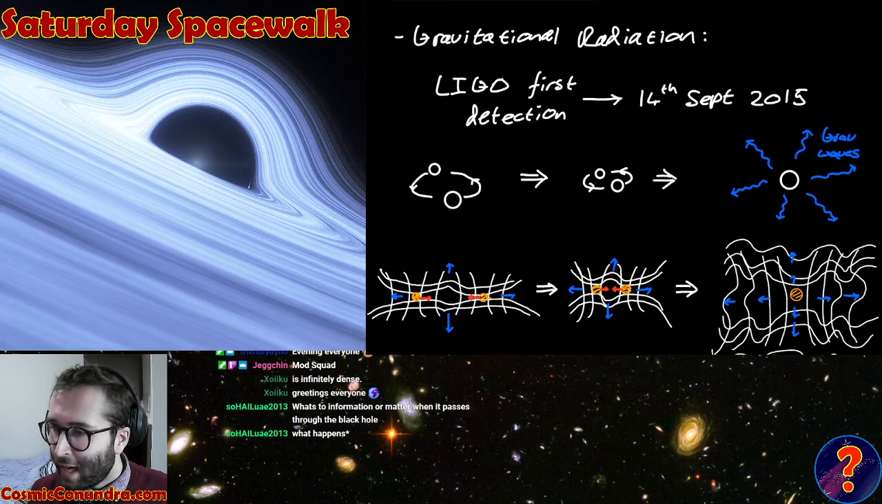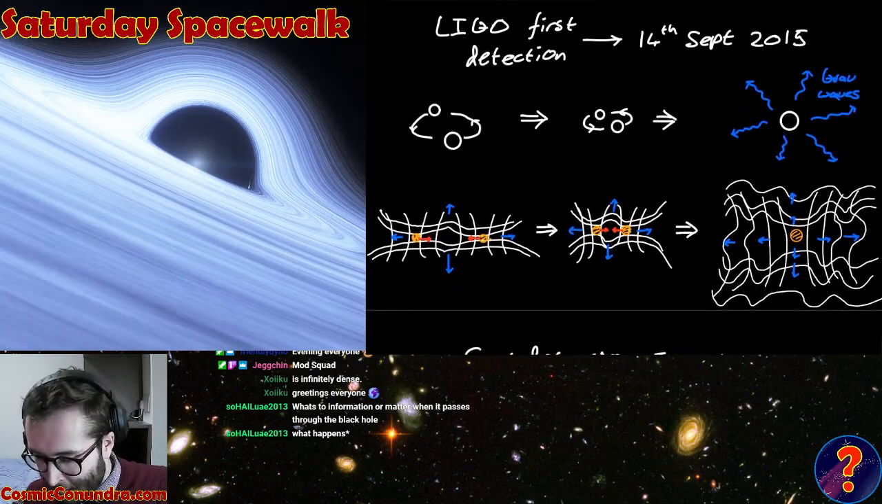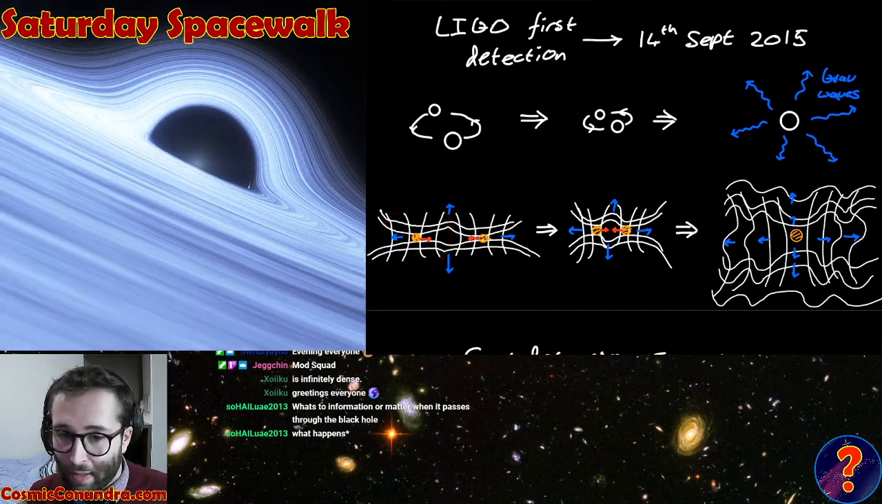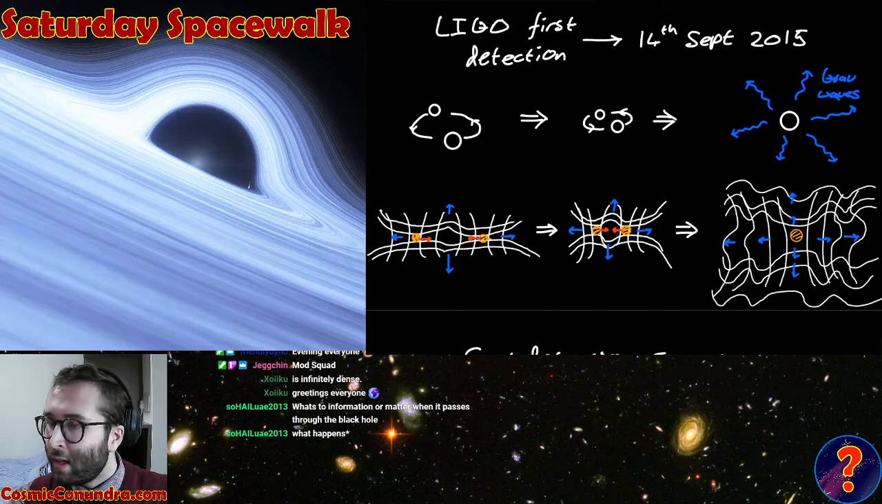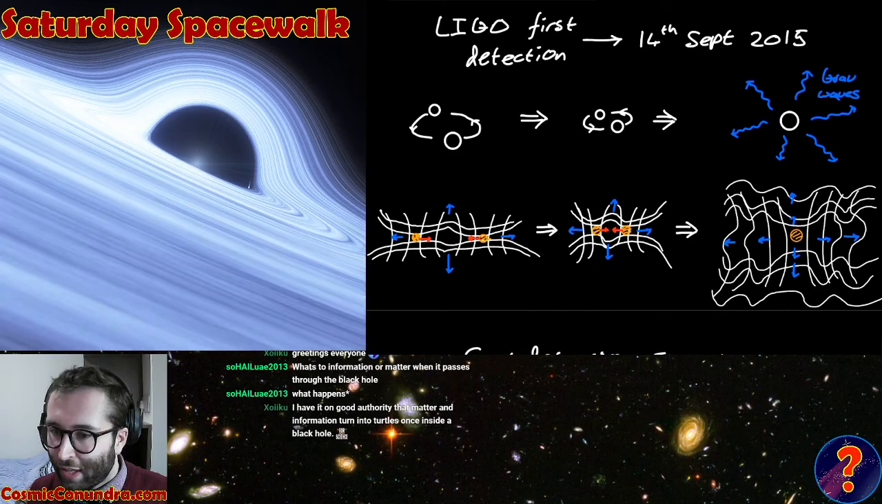respectively. And as they spiral in, I've sketched here what this looks like. In Einstein's picture of gravity, which we'll talk about in more detail shortly, gravity is modeled as a kind of bending of space-time. Okay.